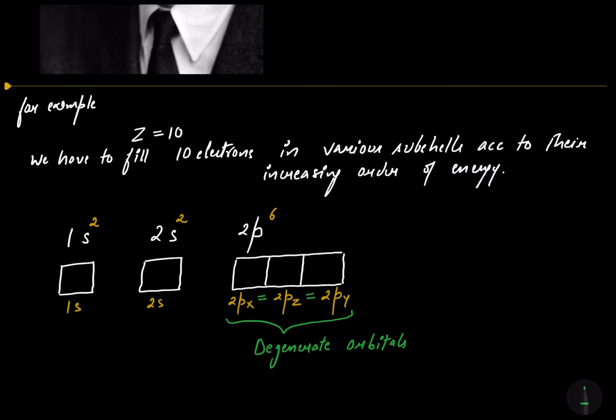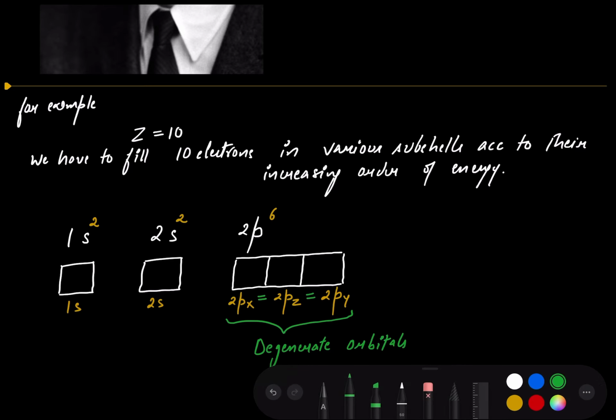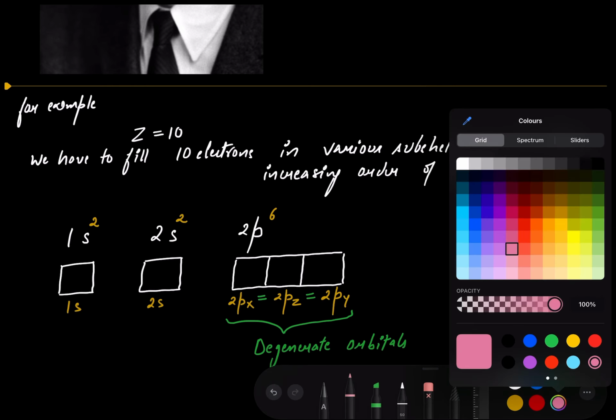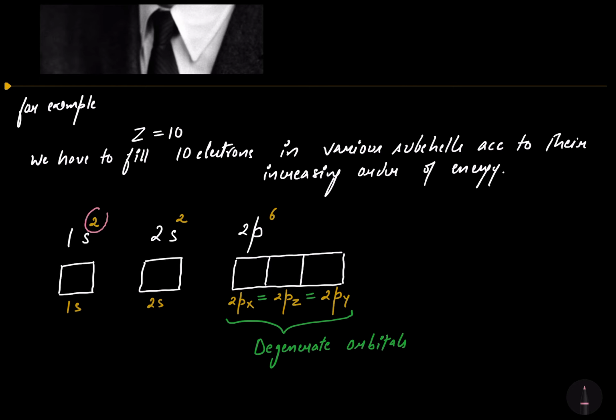Now let's talk about the electrons. We have to fill electrons over here. Firstly, 1s. In 1s we have 2 electrons. So we will fill the first electron like this. This is the electron in an upward direction, or you can say that the first electron will have a spin quantum number of plus 1 by 2.